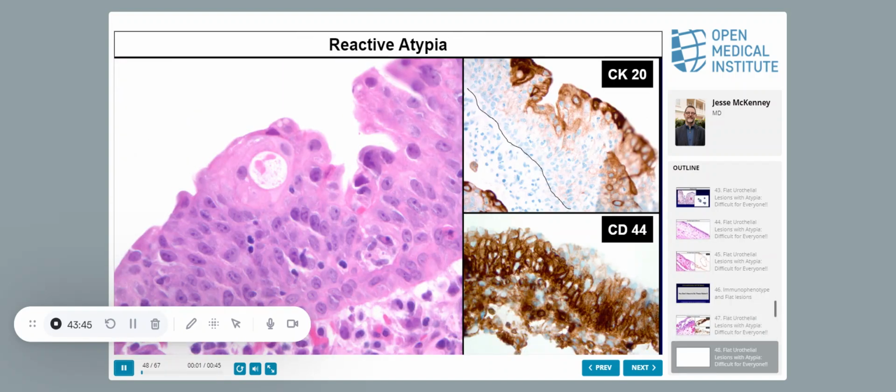Okay, so this is a weird-looking reactive atypia. The chromatin's fine, but there are these big nucleoli. I don't remember what the clinical scenario was here, but to me, this chromatin is very reactive. This is not the clumpy, hyperchromatic chromatin of a CIS. And again, here's the stain. The CD44 is strong and diffuse, and the CK20 is only on top. Actually, I think this is probably the better use of the stains.